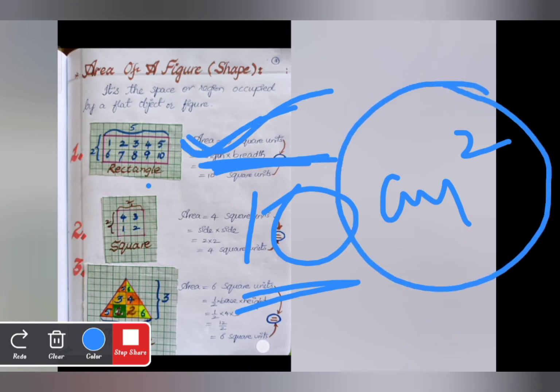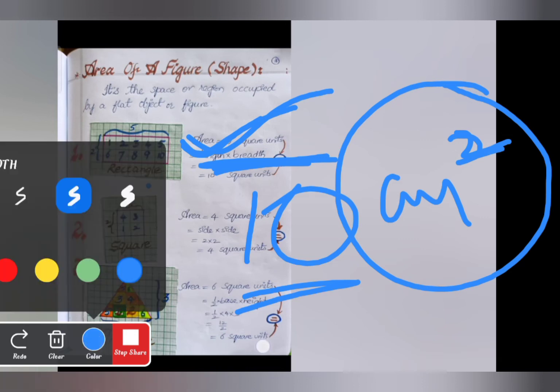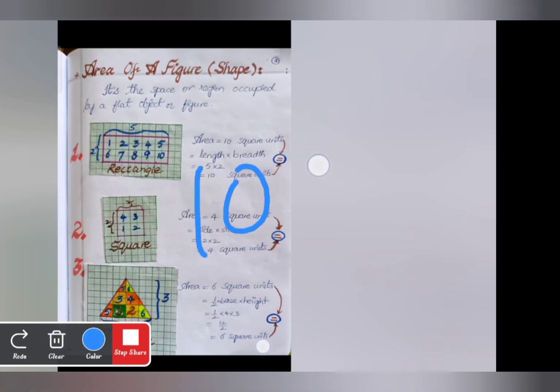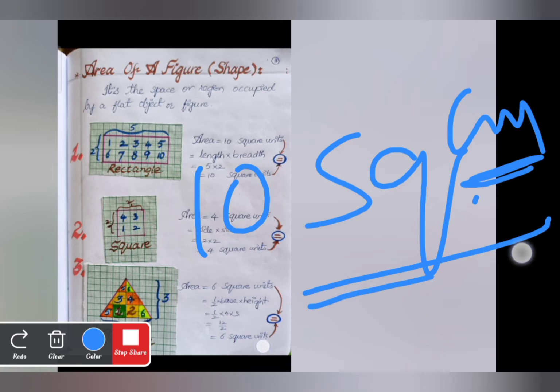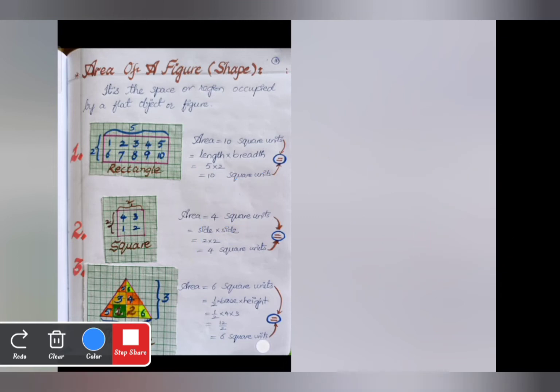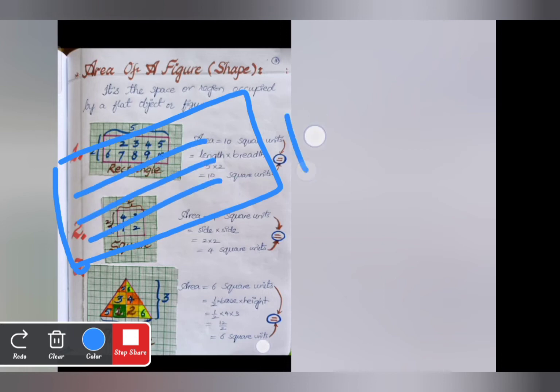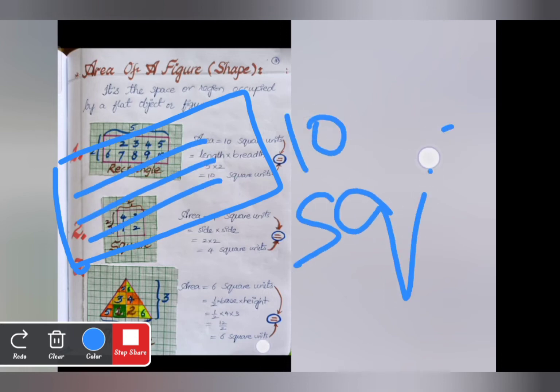Whatever the units are given, you have to write down the square of the unit. If centimeter is given, you have to write square centimeter. If meters are given, then you have to write square meters. If kilometers are given, you have to write square kilometers. Okay. Now, as you can see, we are getting the area of this rectangle, girls, as 10 square centimeter.